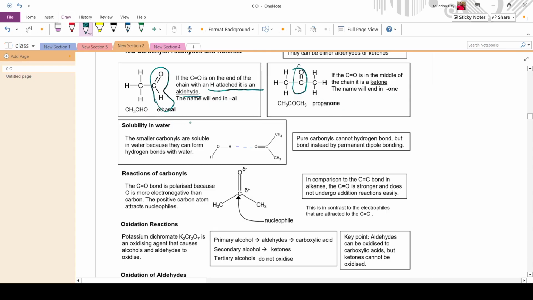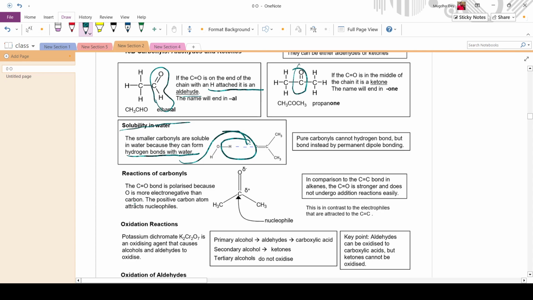If I talk about solubility in water, the smaller carbonyls are soluble in water because they can form hydrogen bonds with water. This is important. Longer chain aldehydes or ketones are more soluble in water, the reason being that they can produce hydrogen bonds. Sorry, I told the opposite. Shorter chain aldehydes or ketones are more soluble in water, because solubility depends on the production of hydrogen bonds, isn't it?